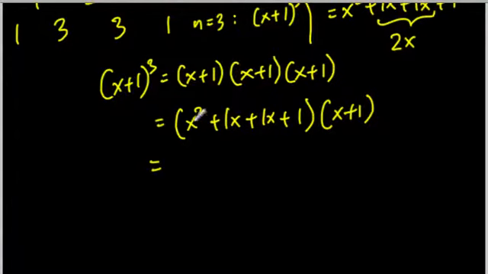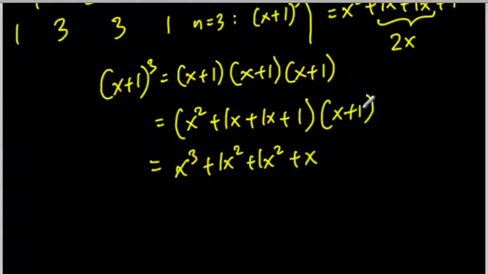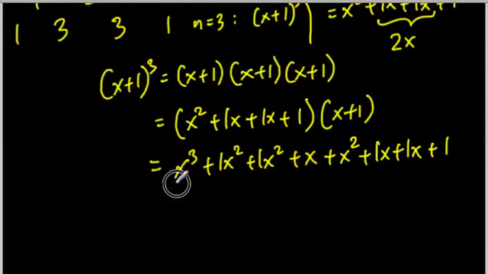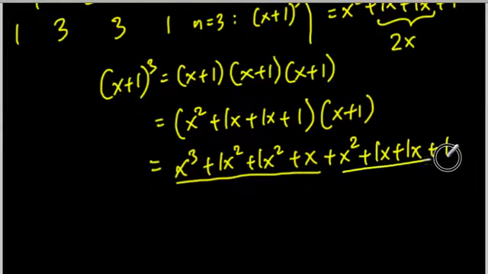So we get this term times that, so it's x cubed. And then we get plus 1x squared plus 1x squared plus x. And then now we have to multiply all these terms by 1. So we get plus x squared plus 1x plus 1x plus 1. So what I did was I took each of these terms and multiplied by x over here, which is how I got these first four terms. And then I took each of these and multiplied by 1, which is how I got the last few terms.